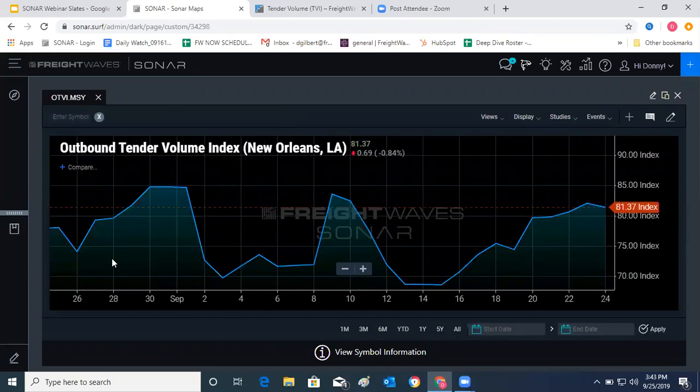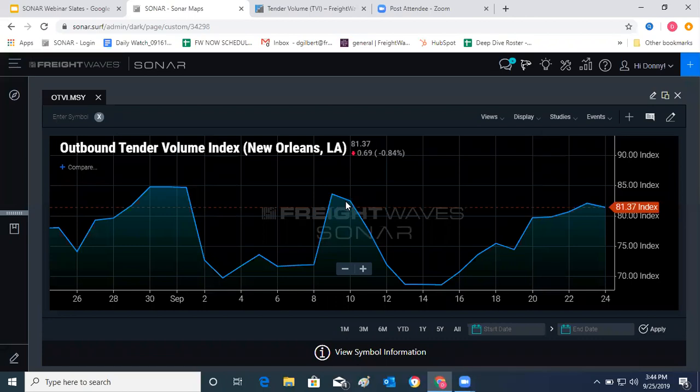So here, when we pull up a chart, I love charts because they really explain the changes and the trends that are going on in a market. Here we're looking at volumes. It has 81.37 index points, and that's a medium to smaller size market. But we see what's going on here. Through the last part of August, the market was gaining strength and climbing, and we see a big dip here. Of course, that's the Labor Day holiday.